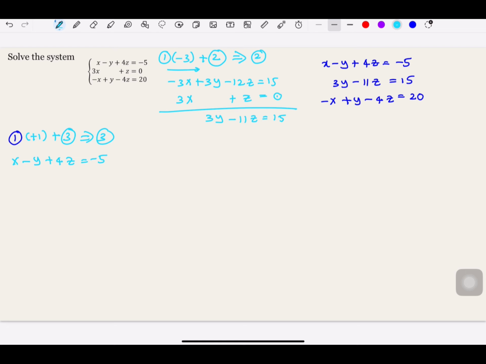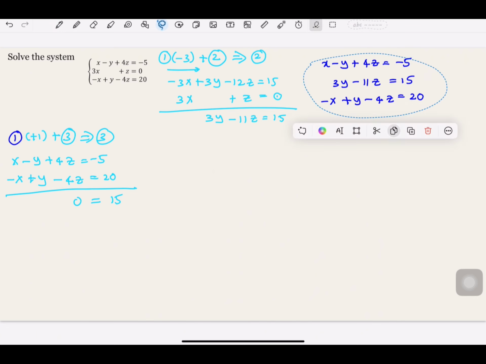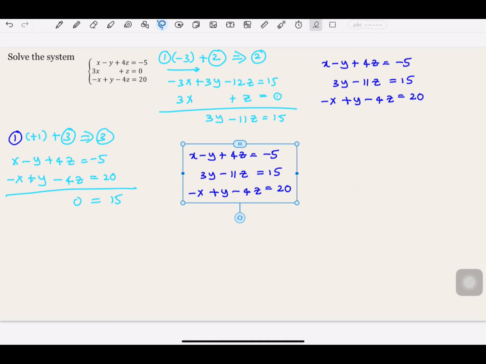And now the third equation is -x plus y minus 4z equals 20. So you have to add this together. If you add this, positive x and negative x cancel out. These two also cancel out. Okay, this is interesting. And these two also cancel out. So it's going to be 0 equals 15. So let's take my system and replace the third equation by my new equation. Here, the third equation is going to be 0 equals 15.